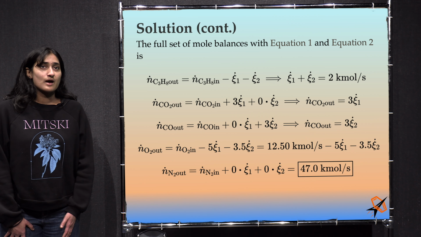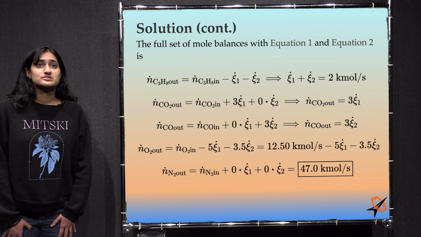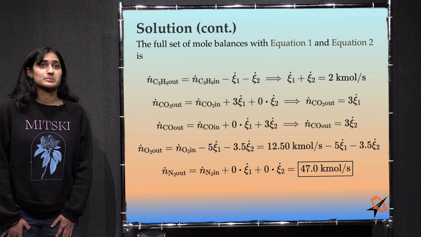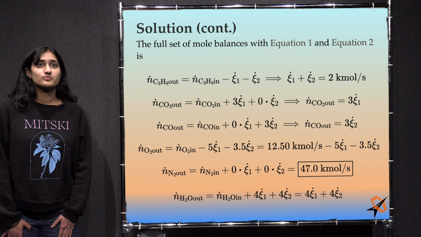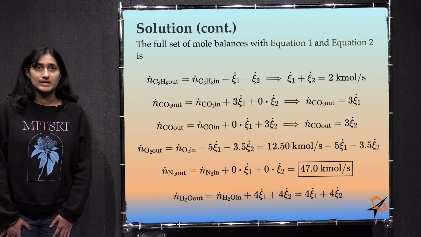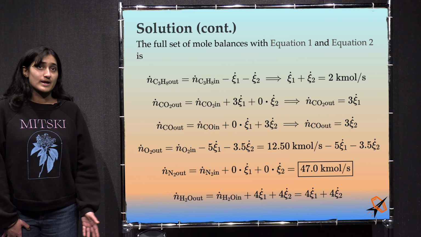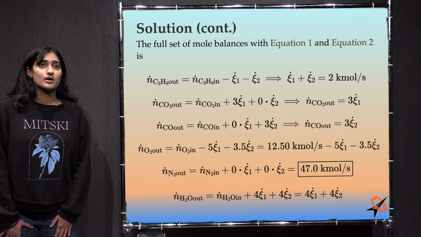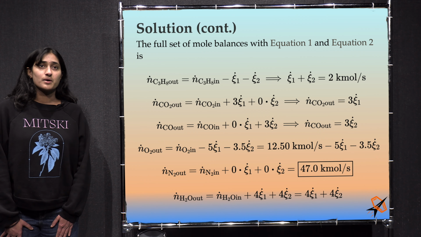The moles of nitrogen out is the moles of nitrogen in, and since its stoichiometric coefficient is 0, being an inert, we get 47 kmols per second coming out, our first answer to part B. The moles of water coming out equal the moles of water coming in, which was 0 by the way, since it's dry air, plus 4 extent 1 plus 4 extent 2, so that the molar flow of water out is equal to 4 extent 1 plus 4 extent 2.